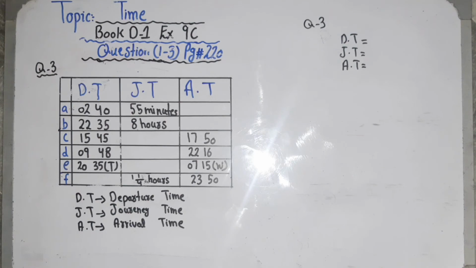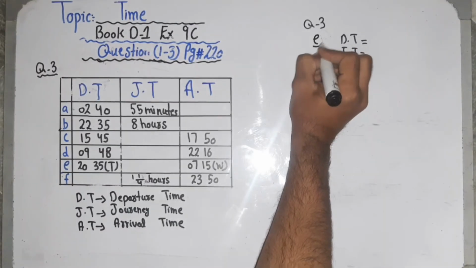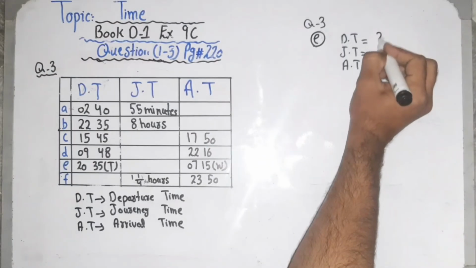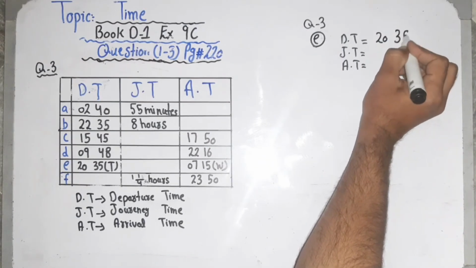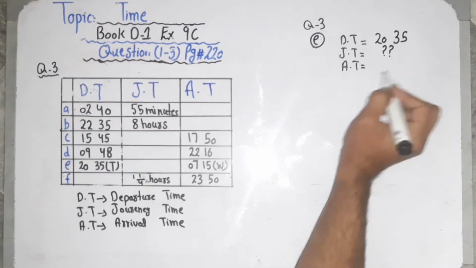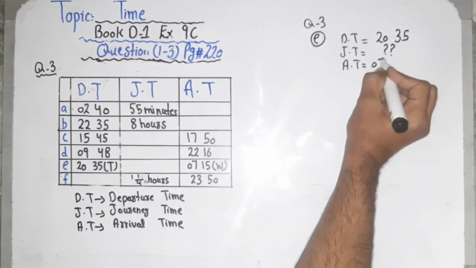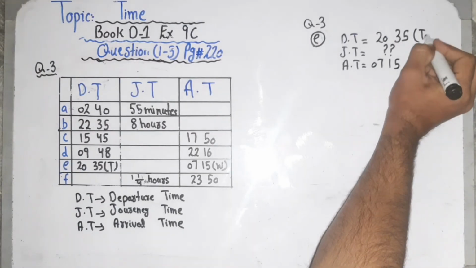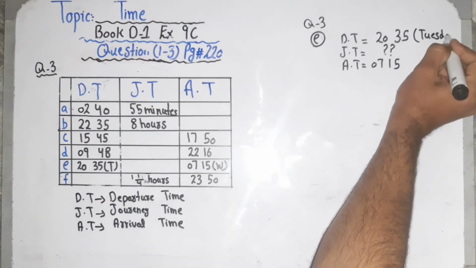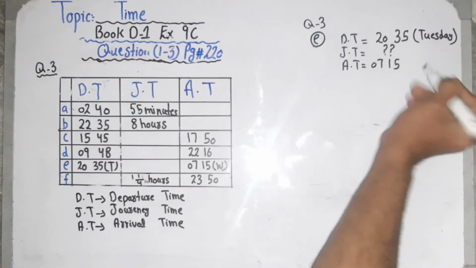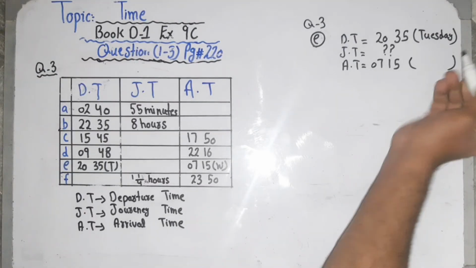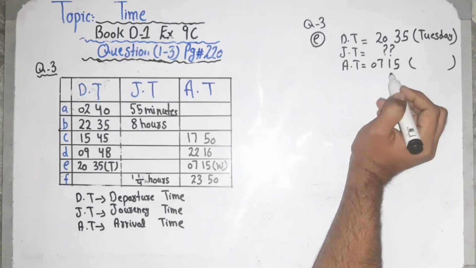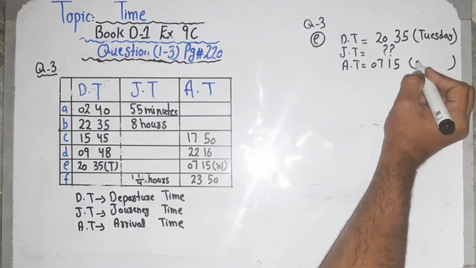We are moving towards part E. In part E we have departure time, that is 20:35. We have to find journey time, and the arrival time is 07:15. And remember that here we have Tuesday. The person starts his journey at 20:35 Tuesday, and he arrived at his destination at 7:15 next day or Wednesday.